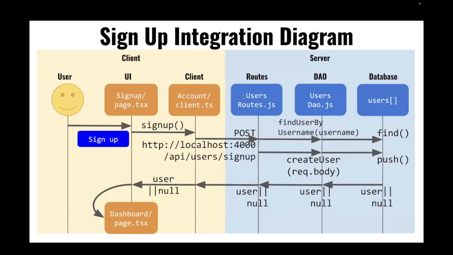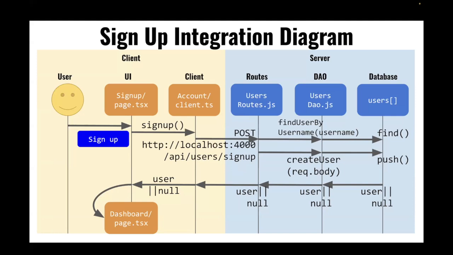And then when it gets to the route, the route would use these two functions in the DAO. First one is to see if there's already a user with that username. If there is already a user with that username, we're going to abort this, send back an error saying, hey, that username is already taken. And so we would not navigate to the dashboard.